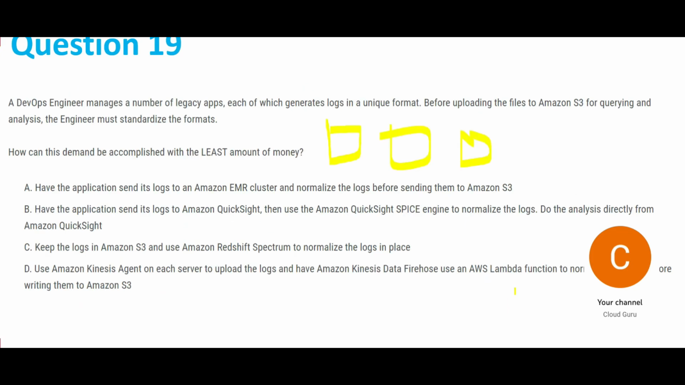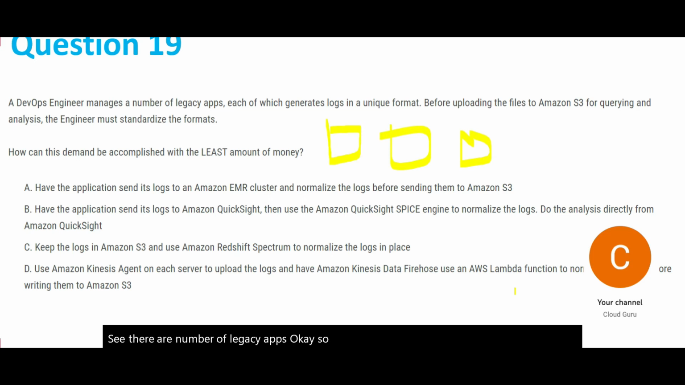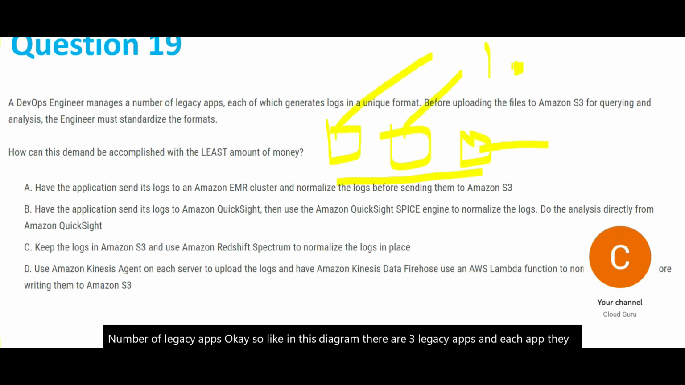See, there are a number of legacy apps. Okay, so like in this diagram, there are 3 legacy apps, and each app generates logs in different formats. Okay, that is the question. Now you want to consolidate all these logs in a standard format before you can process them further. That is what you have to do, and you have to do it with the least amount of money. These are your 4 options.